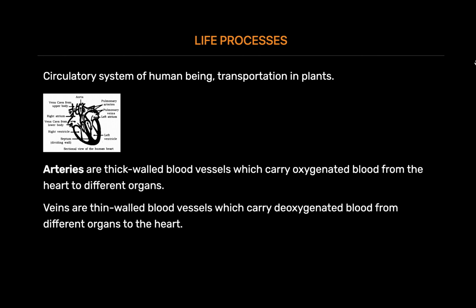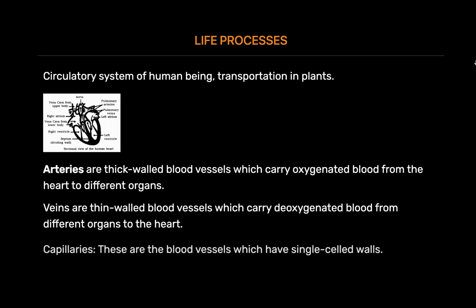Pulmonary arteries are exceptions because they carry deoxygenated blood from the heart to lungs, where oxygenation of blood takes place. These are thin-walled blood vessels which carry deoxygenated blood from different organs to the heart. Pulmonary veins are exceptions because they carry oxygenated blood from lungs to the heart. Valves are present in veins to prevent backflow of blood.